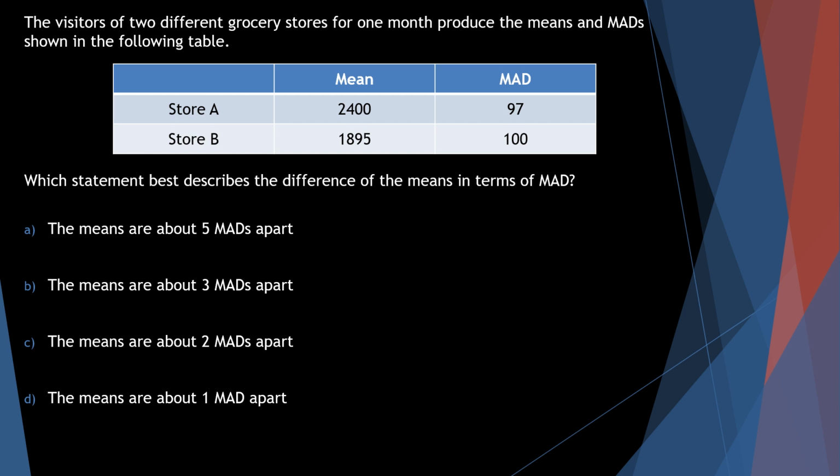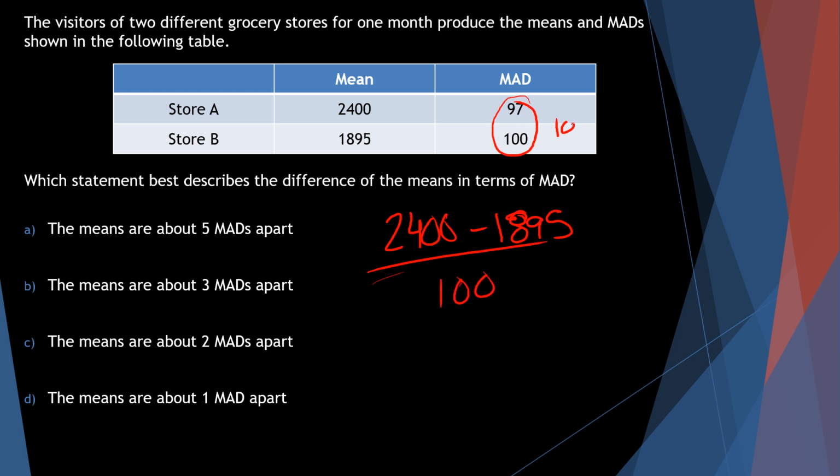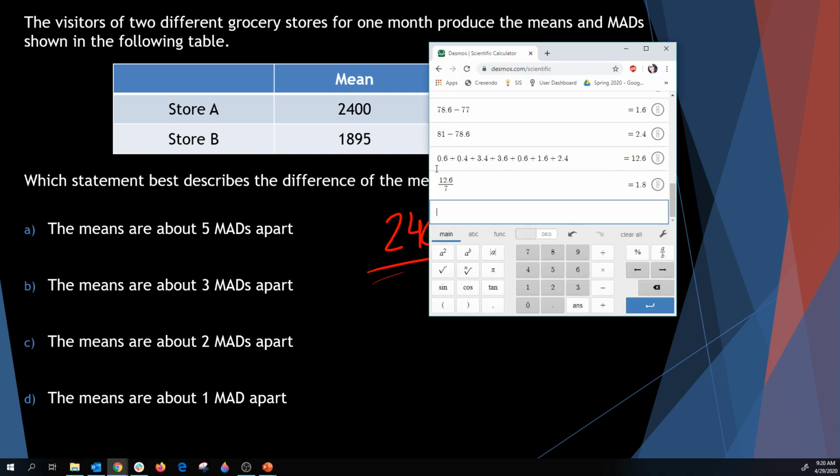Same question, but same data, different question. We want to know which statements best describe the difference of the means in terms of the mean absolute deviation. So to do this, we need to do some subtraction. So we need to do 2400 minus 1895. And then we're going to divide this by 100 because our mean absolute deviations are close to 100, and 100 is a nice, easy number to do division with.